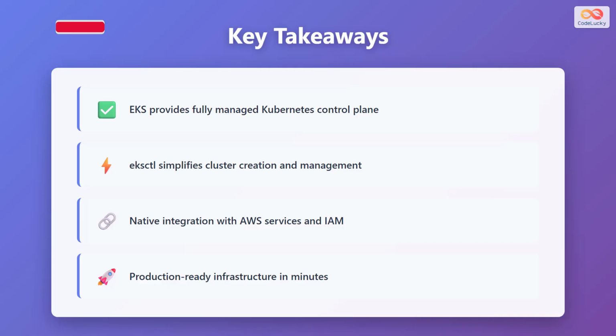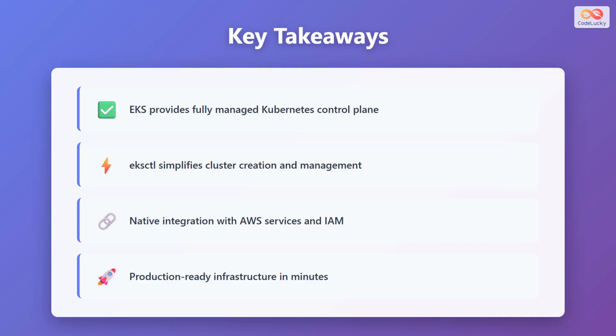Let's recap what we've covered. First, Amazon EKS provides a fully managed Kubernetes control plane, eliminating the operational overhead of managing master nodes yourself. AWS handles availability, scaling, and updates automatically. Second, eksctl dramatically simplifies cluster creation and management. What would normally require dozens of manual steps across multiple AWS services can be done with a single command.